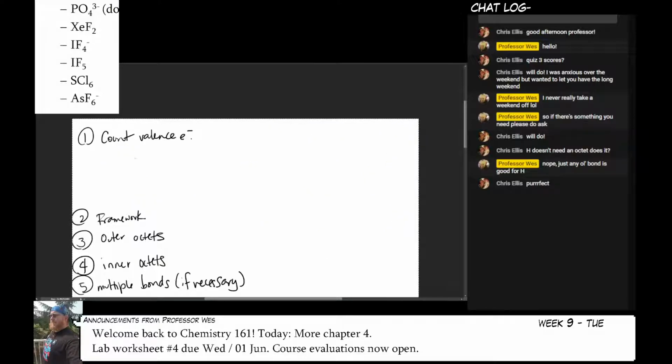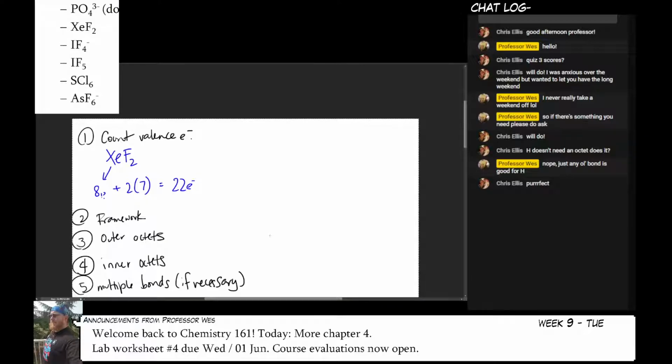Let's go to the next structure here. So we got xenon difluoride. What? Xenon, a noble gas, is going to participate in bonding? Yeah, it totally does. Xenon is actually big enough to do this. And fluorine is so electronegative that it's willing to take electrons from xenon.